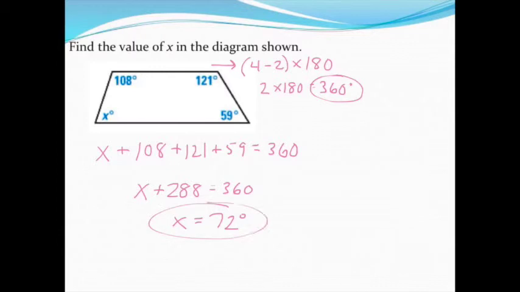This would be a very easy one to check out. Just go and plug in 72 for x, add up those 4 angles, and make sure they do add up to 360.